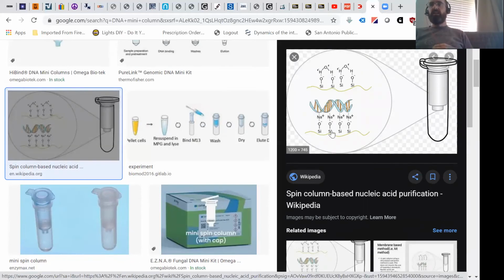And you can see that here, essentially it's a silicate substrate. And along with some ions, also called chaotropic salts, allows DNA to bind to that silica, right? And it is very tightly bound. You don't tend to lose very much of it.